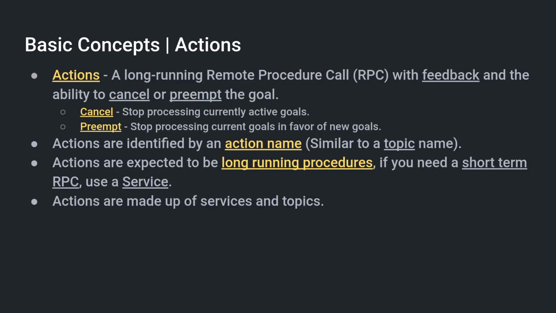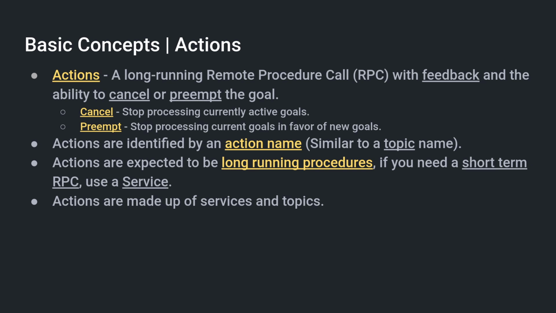Now let's talk about our third interface, which is actions. So an action is a long-running RPC, but this is a long-running RPC that also has feedback and the ability to cancel or preempt the goal. So cancel in this context means stop processing currently active goals, and preempt in this context means to stop processing current goals in favor of new goals.